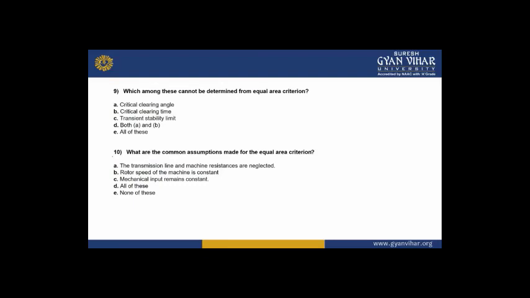Which among these cannot be determined from equal area criteria? That is your critical clearing time. And the last question is, what are the common assumptions made for the equal area criteria? That is all of these. Okay, that is your mechanical input is to be constant, the speed of the machine is constant, and the transmission line and machine resistances are neglected.